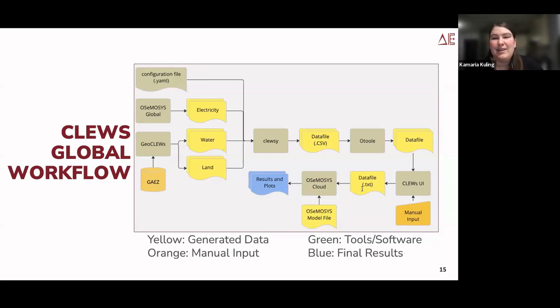And so shown here is the full workflow for CLEWs Global, which is just an updated version of the CLEWs Canada workflow. And you can see that OSeMOSYS Global, which has all the electricity system data, and then the GAEZ, the Global Agroecological Zoning Database, provides most of the land and water data. And these are both open and global data sets. So those form the base of all the data we need for CLEWs Global. And then there's also a configuration file that includes user inputs, such as the country or countries, model period, and any additional parameters that need to be used to create that basic CLEWs model.